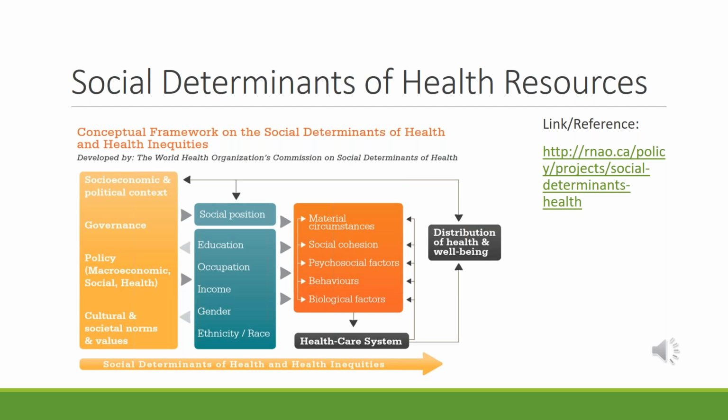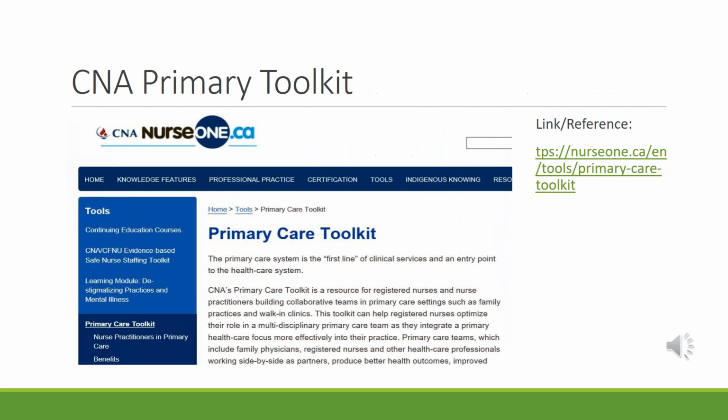RNAO also offers a list of resources related to the social determinants of health in the form of brochures, reports, and position statements. To learn more about how the social determinants of health influences your practice and the health of your clients, or if you're interested in getting more involved and speaking out on these health inequities and disparities, follow the link provided. The CNA also provides a primary care toolkit for those who work in primary care settings, such as family practices and walk-in clinics. This tool can be helpful in guiding your primary healthcare practice within a multidisciplinary team.